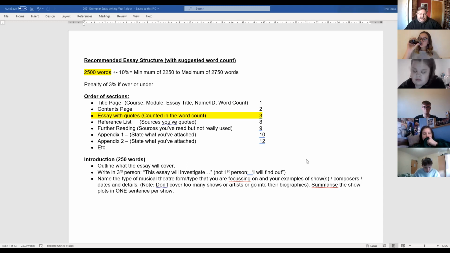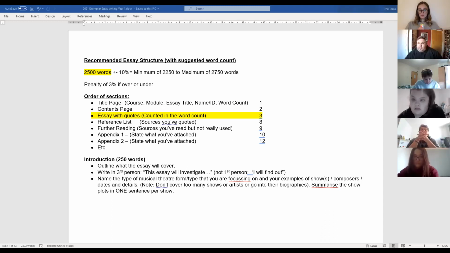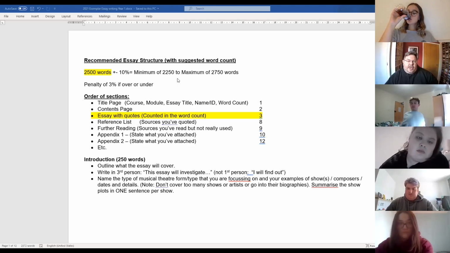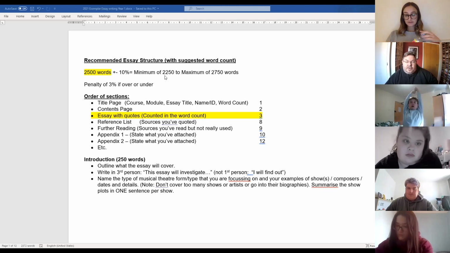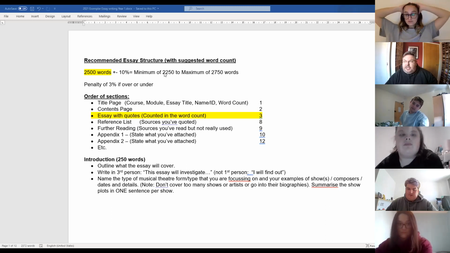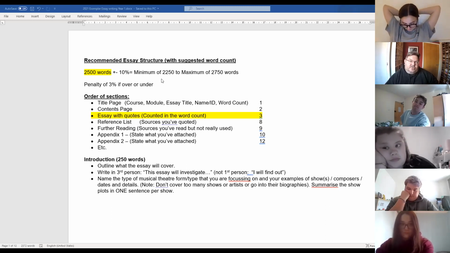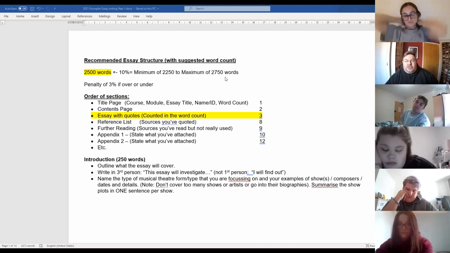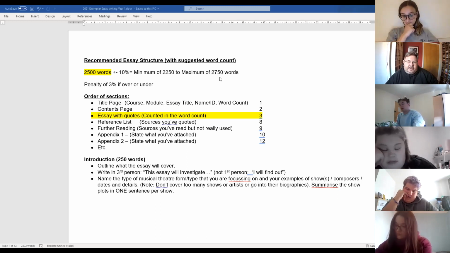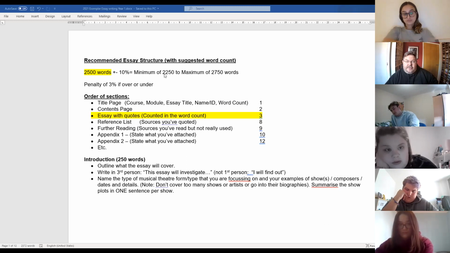So this is in the module guide, this page here. Our target word count is 2,500 words. This is plus or minus 10%. So we don't mind if you go over a little bit or under, but if you go above or below the minimum and maximum, so if you only hit 2,000 words, you will get a 3% penalty, because you won't have had the chance to write enough in depth, and if you write too many words, then you're waffling too much, and it's not good practice for good essay writing. So you do get a penalty. But if you're between 2250 and 2750, then you're fine.